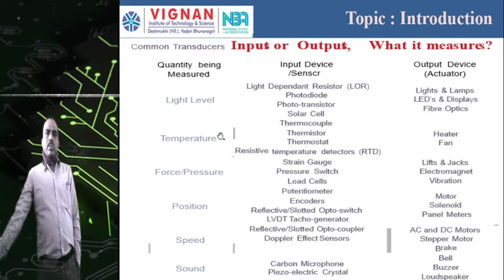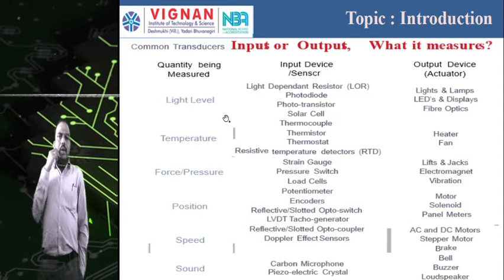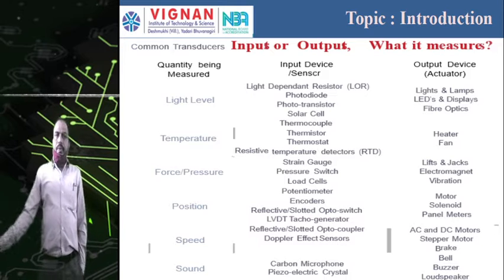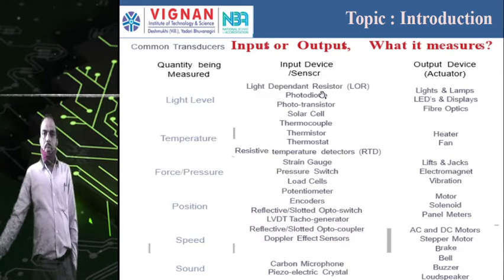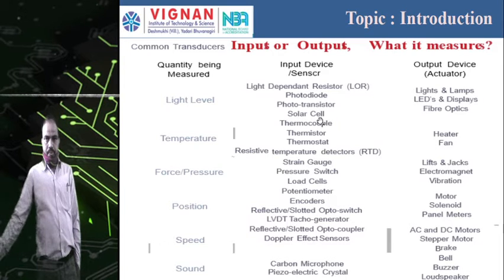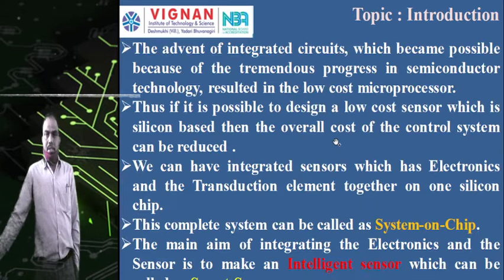As already discussed, there are different types of sensors. For light level, we discussed the LDR, photodiode, solar cells. For temperature, thermistor, thermocouples, RTD, whereas for force and pressure, strain gauges. For position or displacement, LVDT and potentiometers. These are the various sensors we have discussed, and these are called conventional sensors.